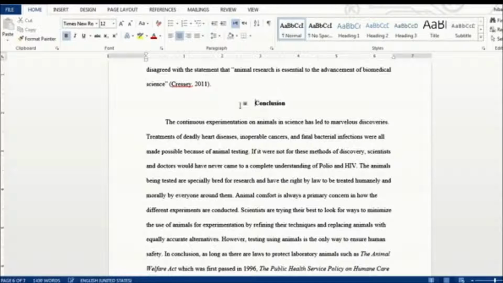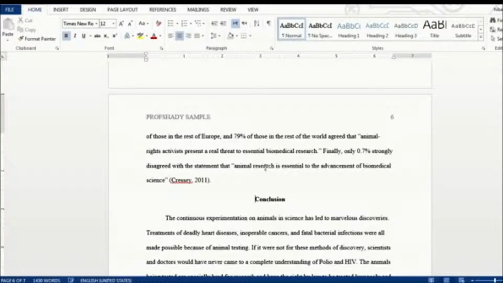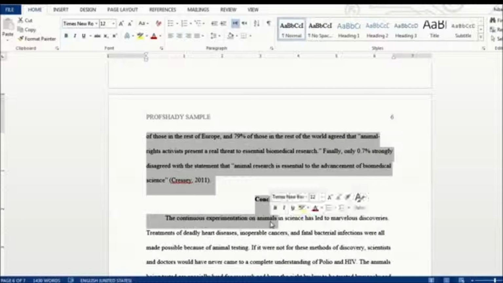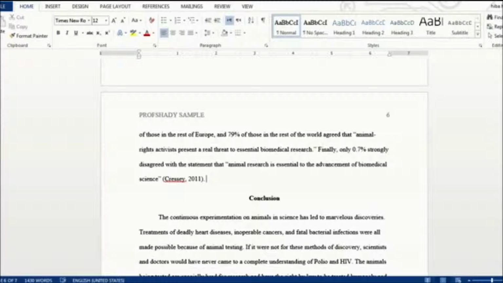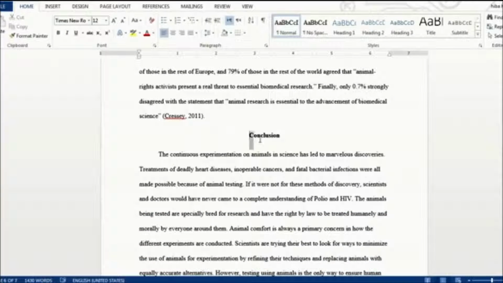Okay, so the conclusion should continue with the last part of your body, so they could be on the same page. You don't have a separate page for the conclusion. The word conclusion should be aligned in the middle, and it should be bold and uppercased.